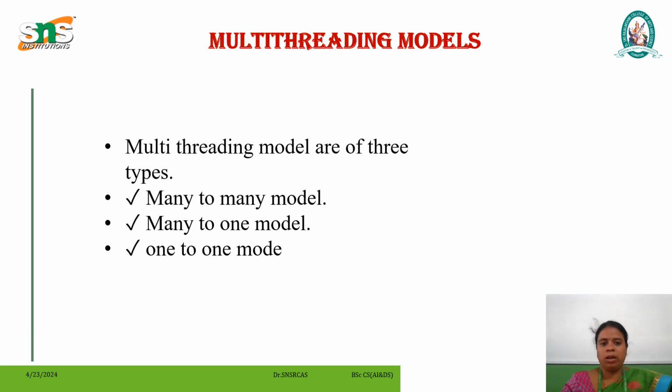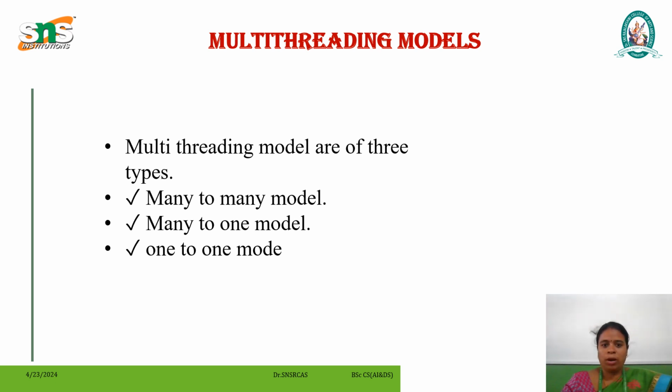Next one, multi-threading models. Multi-threading models are of three types: many to many, many to one, and one to one model. Multi-threading allows the application to be divided into tasks as individual threads. In multi-threading, the same process or task can be done by a number of threads. We can say that there is more than one thread to perform the task in multi-threading.